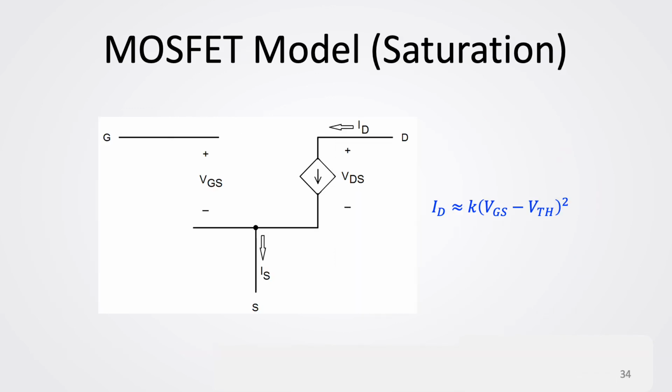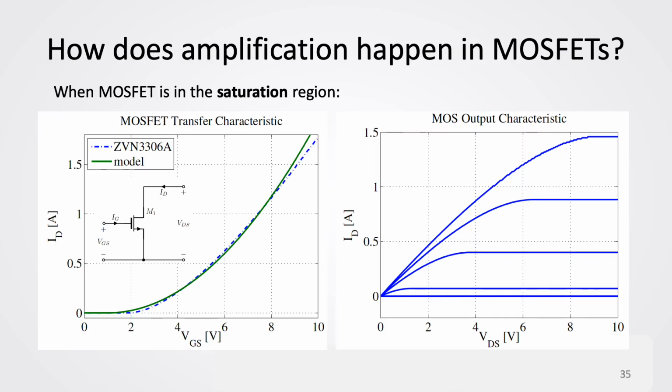Now, for saturation, as I mentioned din kanina, we just model it as a current source, and the current source has a value in saturation na K times (VGS minus VTH) squared. So once you already have a value for VGS, you just plug it in this equation here, and then that's the value of the current source, and that current source would have a certain voltage VDS across it. Okay, so para i-check kung saturation nga siya, kailangan ma-check mo na yung VDS na yon is greater than VGS minus VTH.